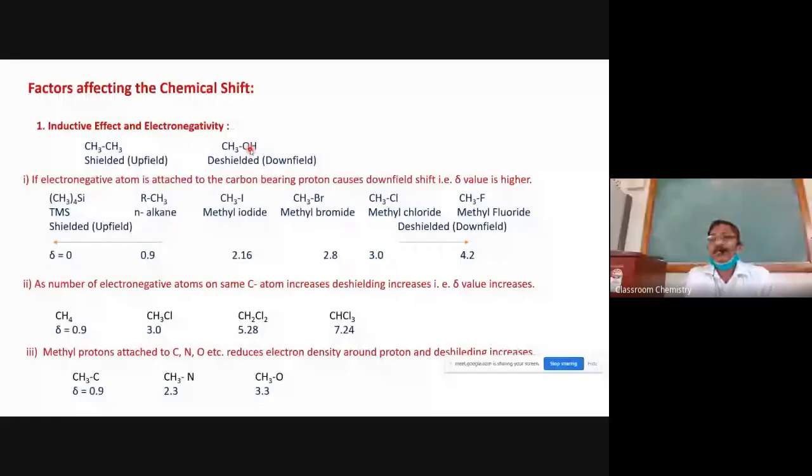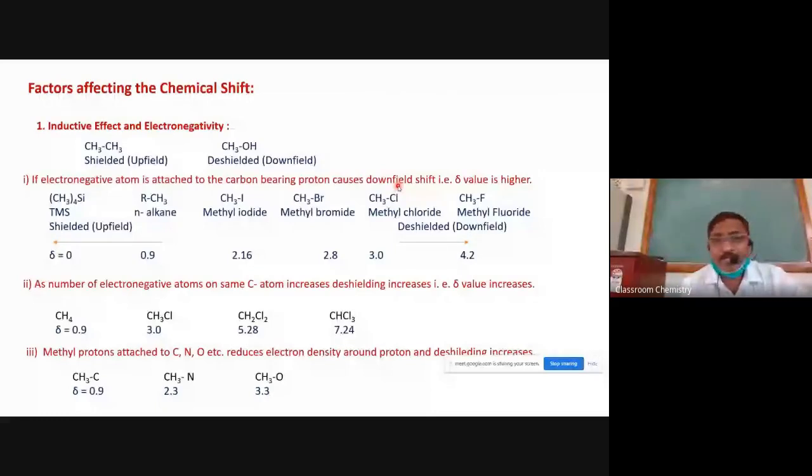It is observed around 5.5 to 6, generally at 5 to 6 delta. While the methyl group protons, which are attached to a carbon that is attached to oxygen, are available at 3 to 3.5 delta. So the first point: if an electronegative atom is attached to the carbon, those protons show a downfield shift. The delta value for such protons attached to the electronegative atom is higher, and a higher delta value indicates deshielded protons that are observed downfield.